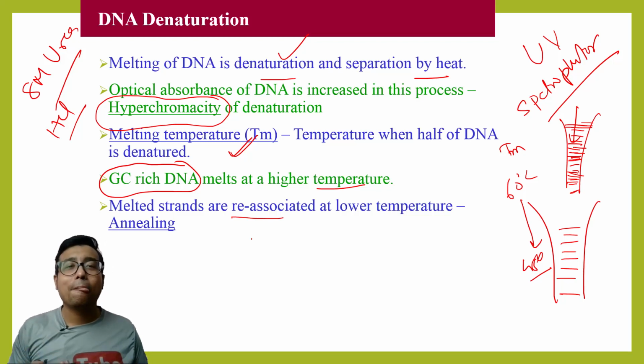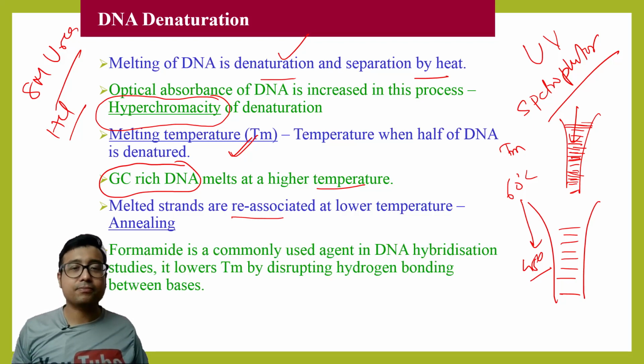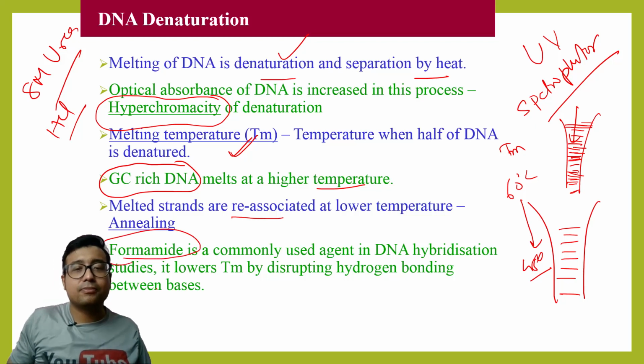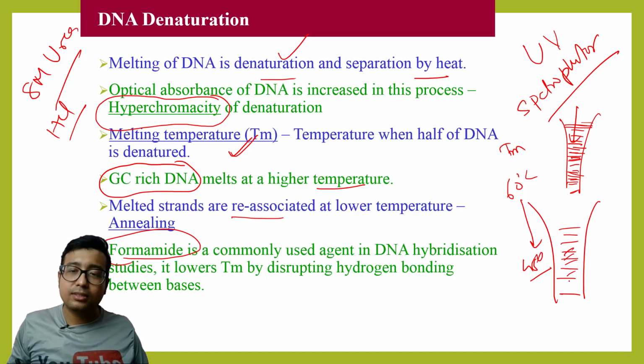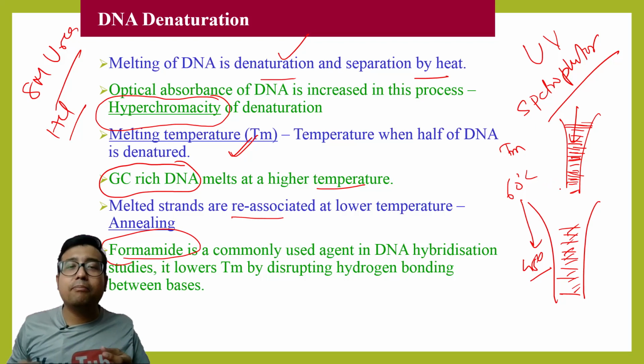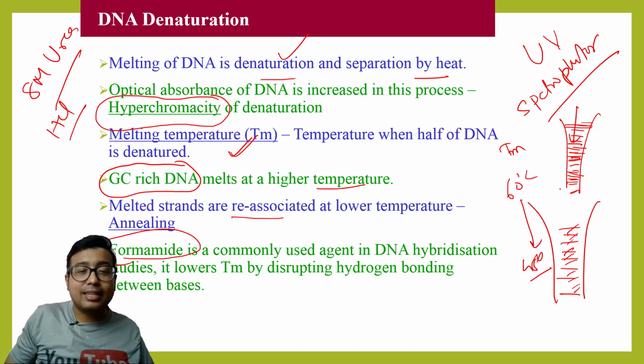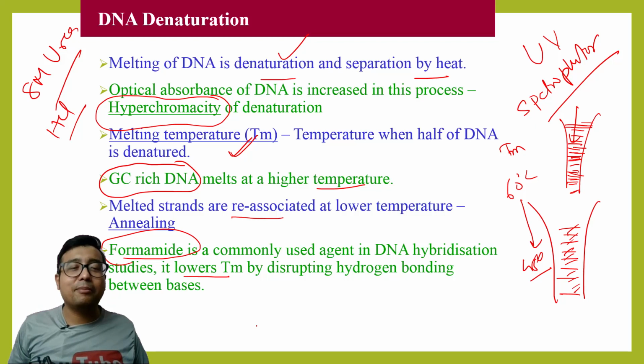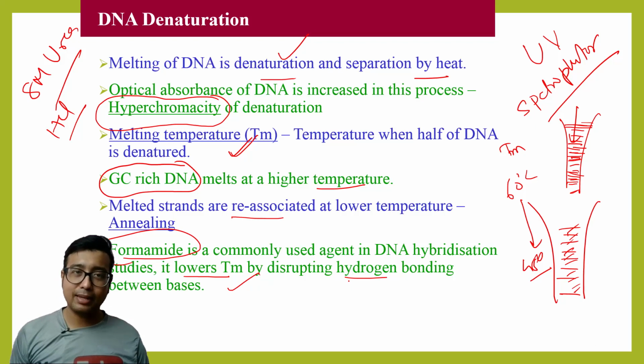When we discuss PCR or polymerase chain reaction, you will see these steps, denaturation and annealing, repeated. Now, there are reagents like formamide. What do they do? They actually disrupt these hydrogen bonds. This is chemical disruption of hydrogen bonds, so now the DNA will break apart easily. Just a few degrees centigrade will help that. So the TM is actually lowered. It has been used in DNA hybridization studies, and it lowers the TM by disrupting the hydrogen bonds between the bases.